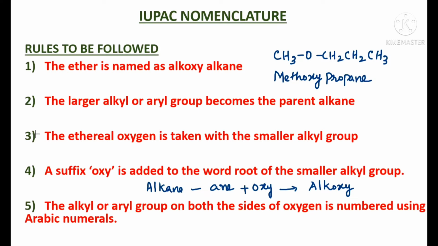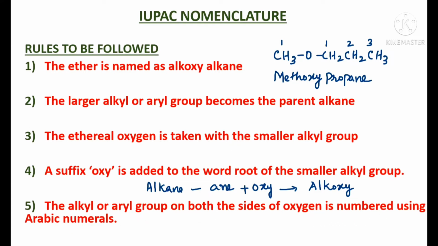Right. Now what's the next rule? The alkyl or the aryl group on both the sides of oxygen is numbered using Arabic numerals. Suppose this is a smaller group and this is a bigger group. But if on both the sides you are having larger groups, it's better to number the alkyl groups on both the sides using Arabic numerals. How will you number this one? 1, 2, 3. Here also you should write 1.